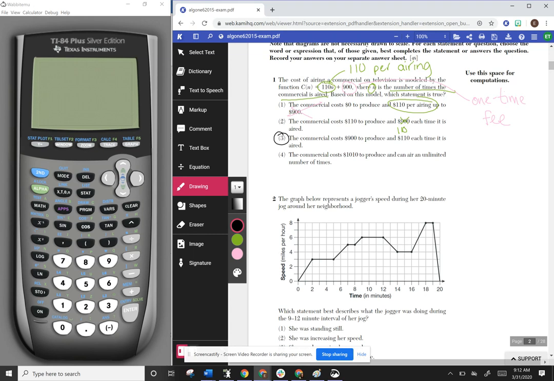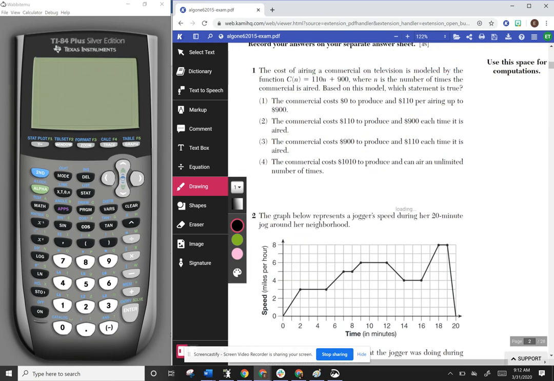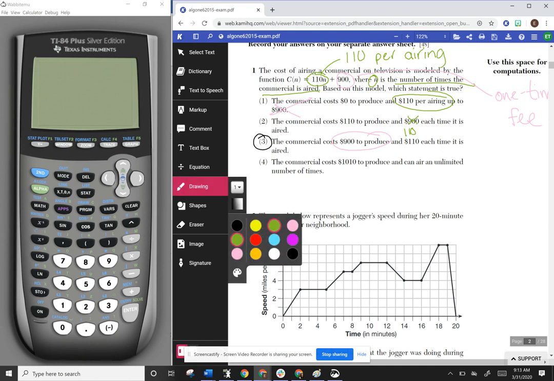The commercial costs $1,010 to produce. Okay, so it's not going to be 1,010 because it cannot air an unlimited amount of times. So it's going to be 3. 900 to produce, 110 each airing.